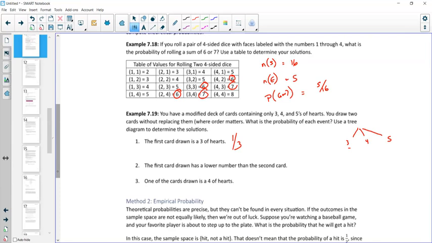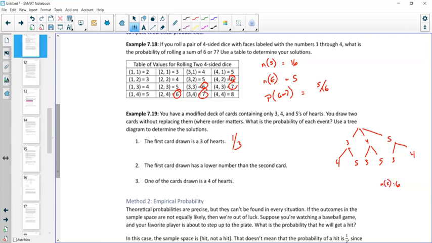What is the probability that the first number is a lower number than the second number? So now, if I take the 3, I'm not replacing it, so I could have a 4 or a 5. Here I could have a 3 or a 5, and here I could have a 3 or a 4. So I have a total of 2, 4, 6 possible outcomes in my sample space.